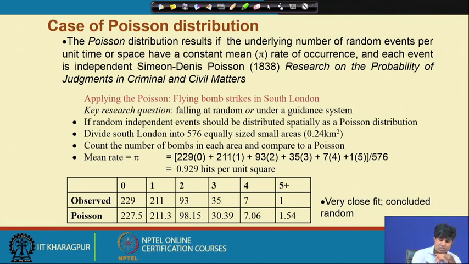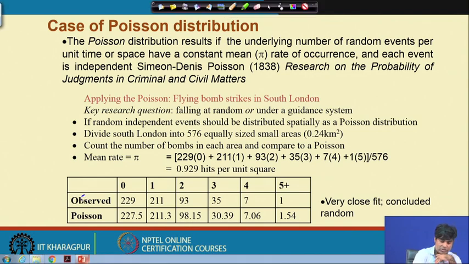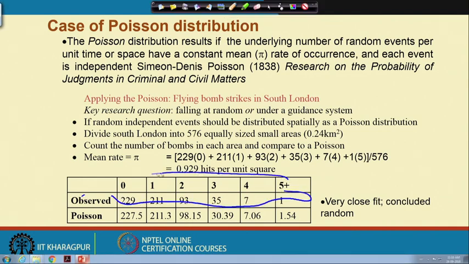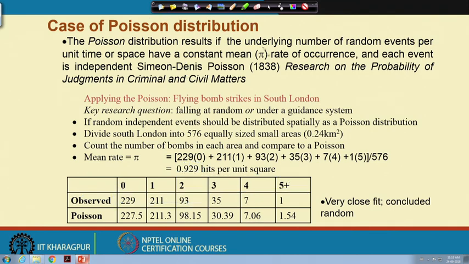So, technically, how we actually apply here, these are all observed structures corresponding to the possible values. So, what is happening here, the key research question is whether events are falling at random or under a guidance system. If random independent events should be distributed as a Poisson distribution, then you have to follow the particular structure by calculating the mean of this series and then the variance of this series. So, after calculating the mean, we will find here 0.93 with the particular data availability.